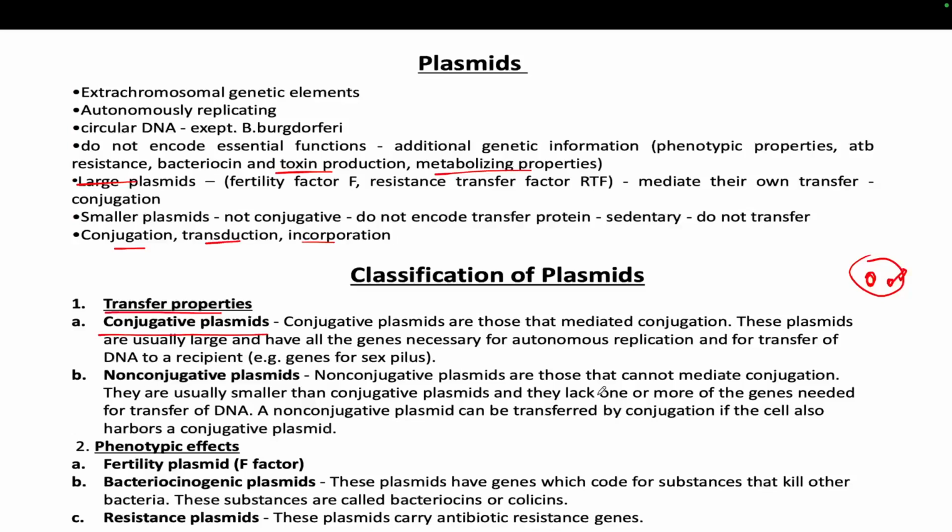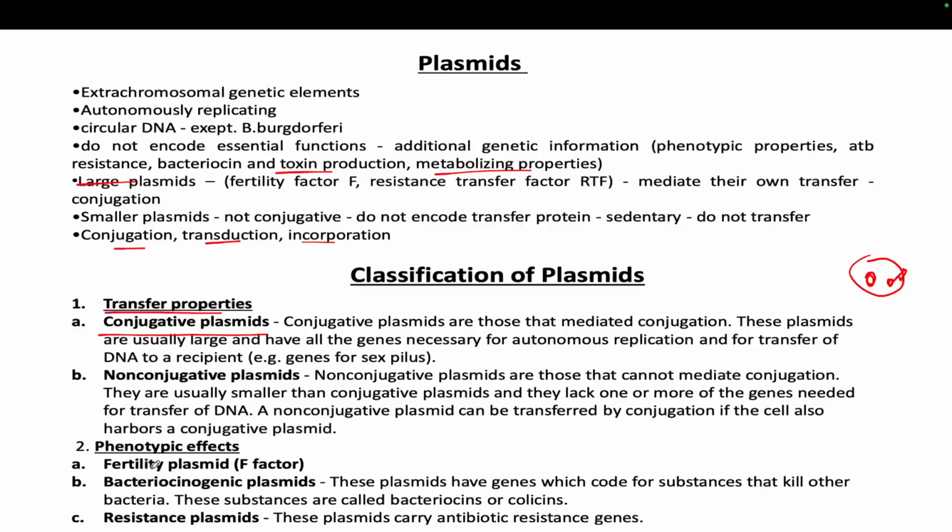Non-conjugative plasmids are those that can't mediate conjugation. They are usually smaller than the conjugative plasmids, and they lack one or more genes that are needed for the transfer of DNA. It is not self-transferable, but the conjugative plasmid is self-transferable. This non-conjugative plasmid requires certain genes which it acquires from other plasmids, as they are not present in it. So the conjugative plasmid is self-sufficient to transfer, but the non-conjugative plasmid is not.